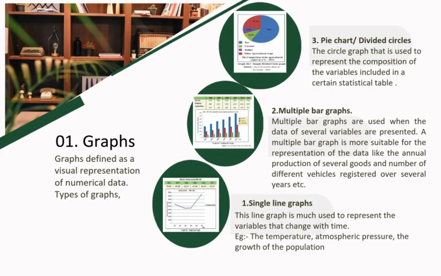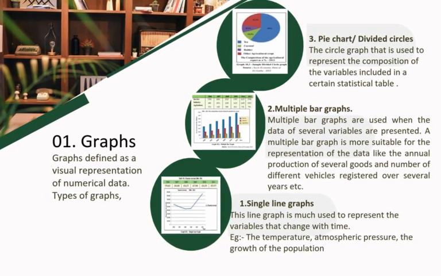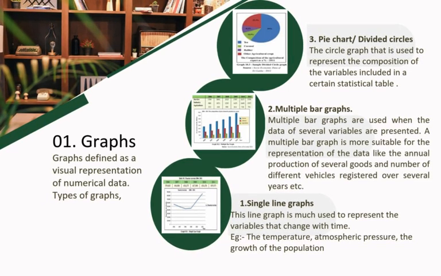First one is graphs. Graphs are defined as a visual representation of numerical data. We can interpret data by using paragraphs or tables also. But in that way, it is very difficult to interpret data, like what the maximum value or minimum value is. There are many types of graphs used according to different purposes.